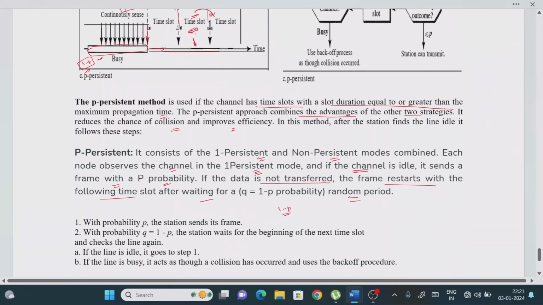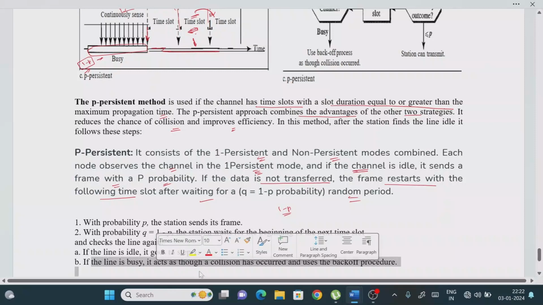So you can see that with the probability of p, the station sends its frame. With the probability of 1 minus p, the station waits for the beginning of the next time slot. If you are here, this is the beginning of the time slot. If you are here, this is the beginning of the next time slot. Here also, if the line is idle, it checks the probability outcome, right? If the probability outcome is lesser than p, the station can transmit. If greater, again it will wait for the next time slot.